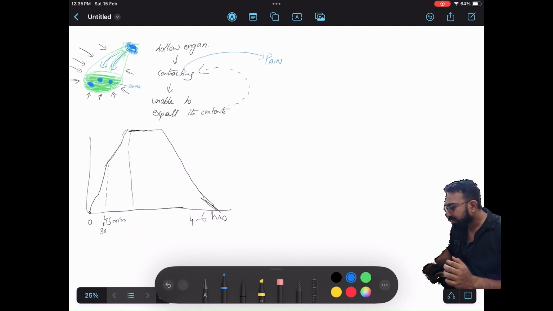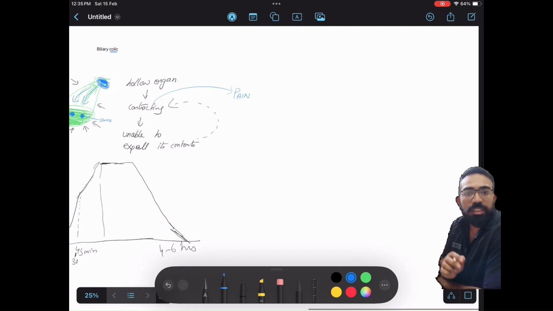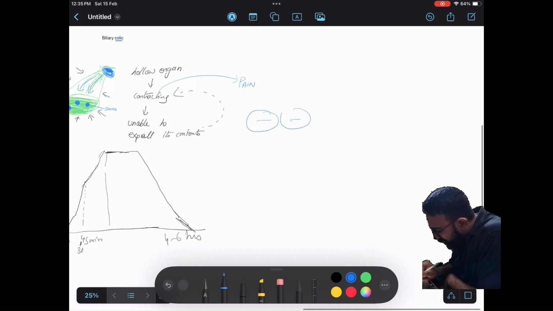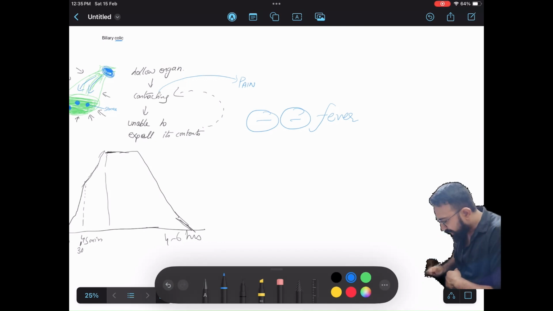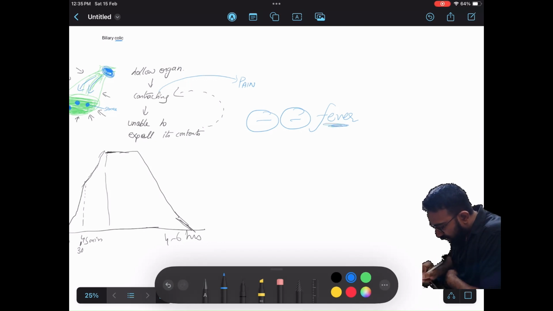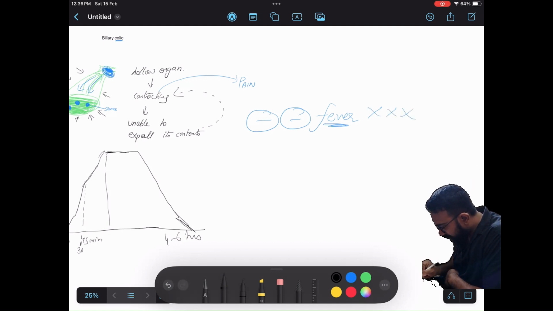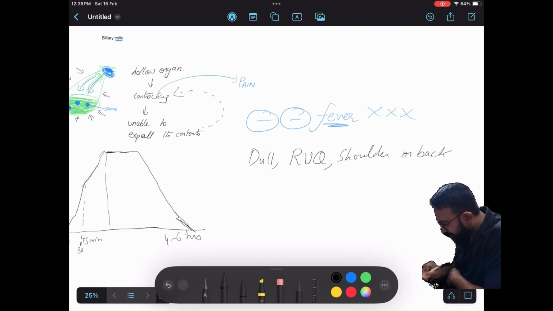Now there is something which needs to be discussed: will this patient have fever? No. This is very important because it is what separates biliary colic from acute cholecystitis, that the fever will not be there. And how will the pain be? The pain will be dull in the upper right quadrant. It can radiate to the shoulder or back and is accompanied by nausea.